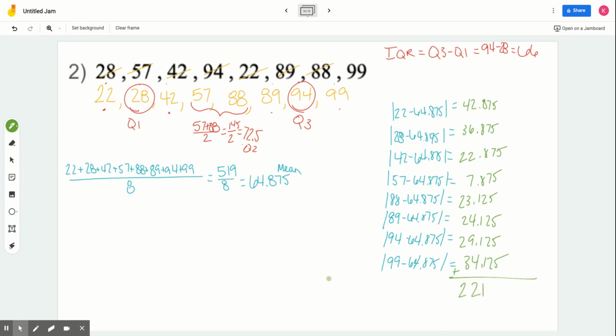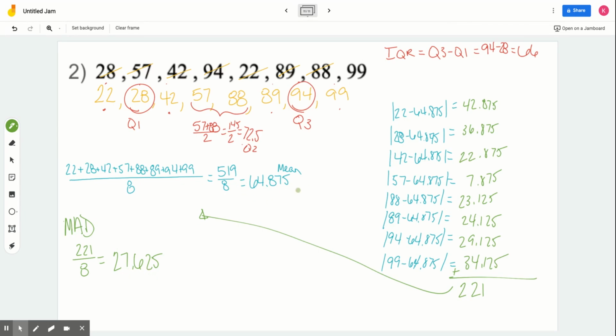Now, we are going to take that and I'm going to go back up here for the MAD. And we know that our sum of data is 221 and that there are 8 pieces of data. So 221 divided by 8 will give us 27.625. So we have a mean of 64.875 and a mean absolute deviation of 27.625.